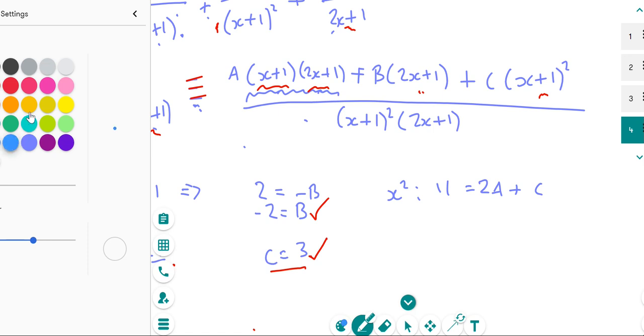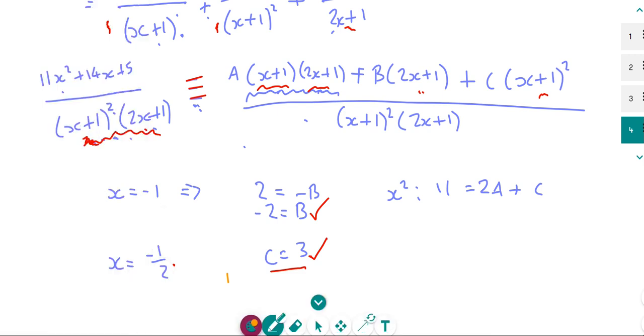So the problem with a is that if you put x equals minus 1 in here, the whole thing will disappear. If you put x equals minus a half in here, again, the whole thing will disappear. So you can't solve this by carefully picking values. It's not possible. What you can do though is you can look at the x squared terms.